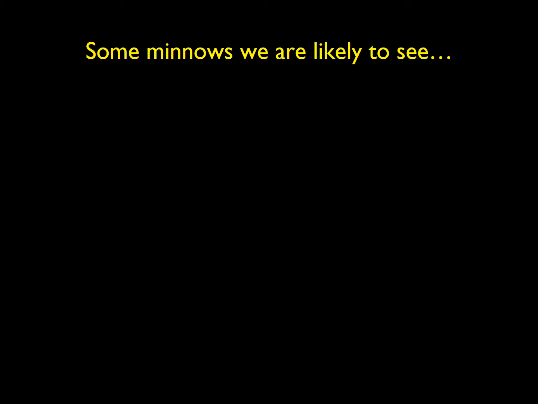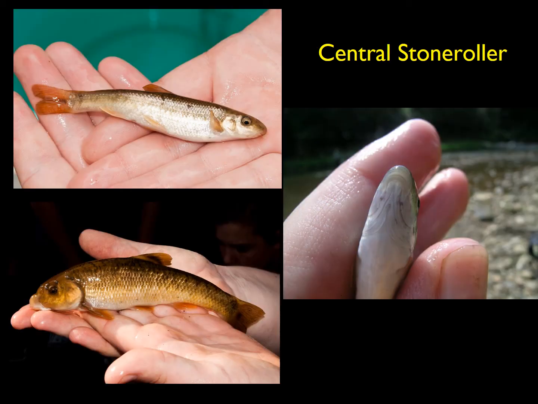So, a couple pictures of some minnows that we were likely to see or have seen already. The central stoneroller, again, has that cartilaginous lower lip for feeding on algae on rocks. Kind of looks to me as if it's sort of missing scales. It has sort of a coppery color to its body.